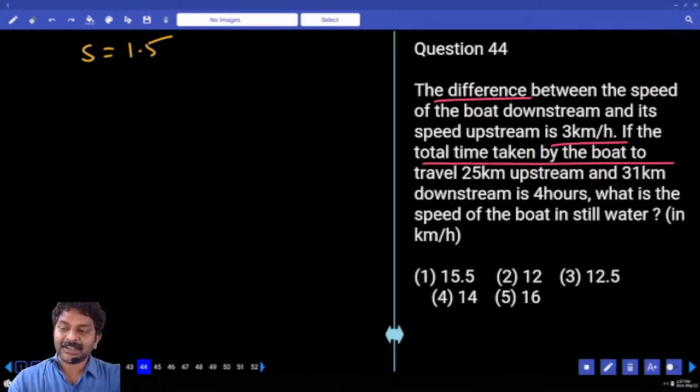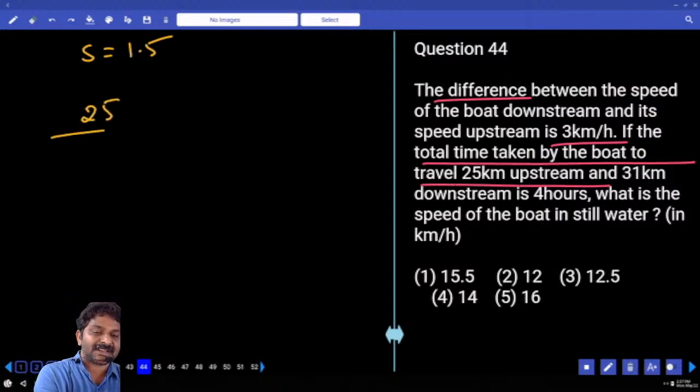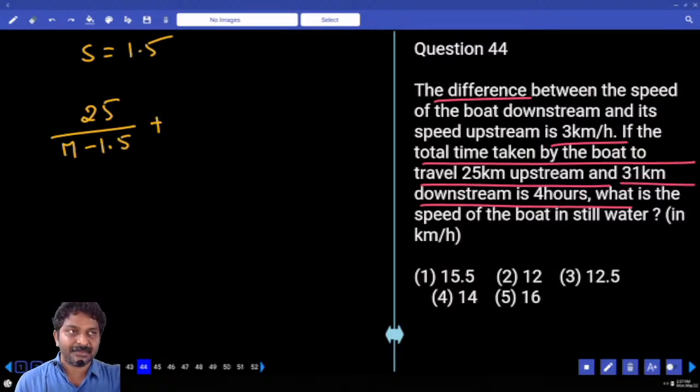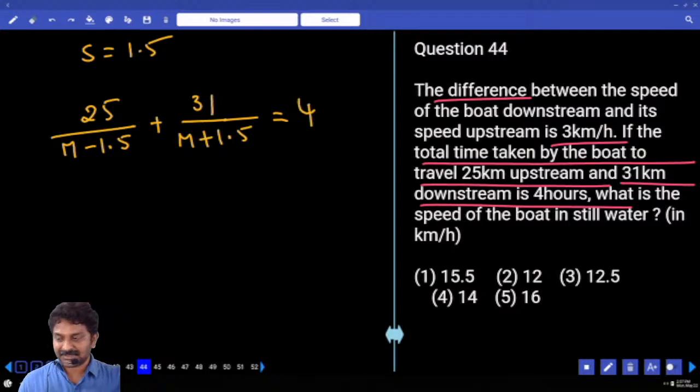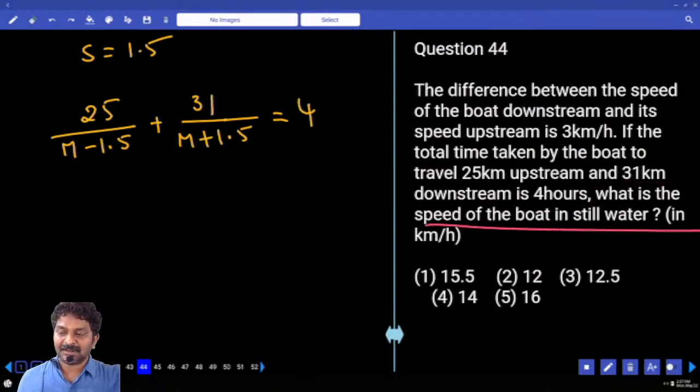1.5. The total time taken by the boat to travel 25 kilometers upstream, at speed m minus s, that is m minus 1.5, and 31 kilometers downstream, at speed m plus s, that is m plus 1.5, is 4 hours. What is the speed of the boat in still water?